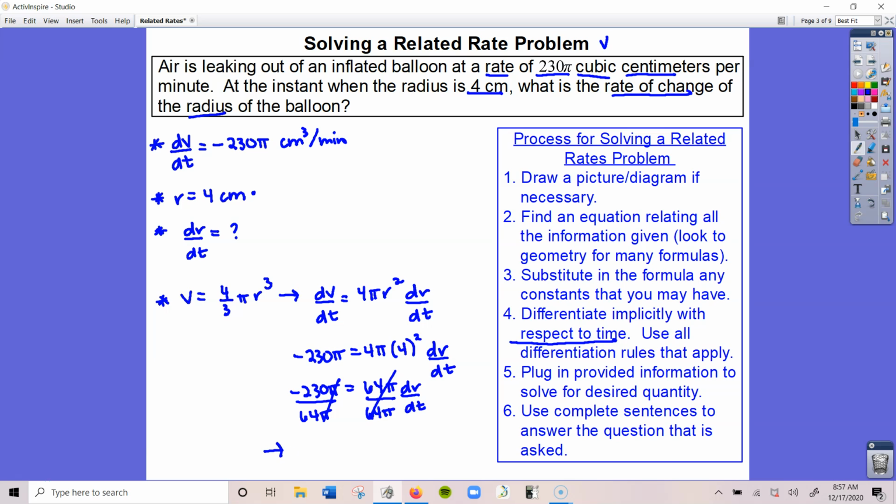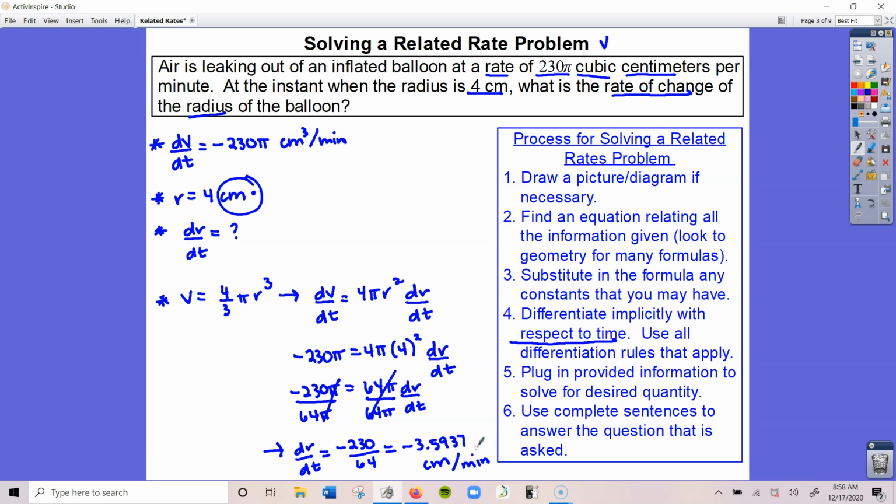So we have that dr/dt is equal to negative 230 divided by 64. And you can simplify this if you want. If this was a calculator question, this would equal negative 3.5937. And don't forget your units. Since this is the rate of change of the radius, this is going to be centimeters, because that's my units for the radius, and over time, which is minutes.